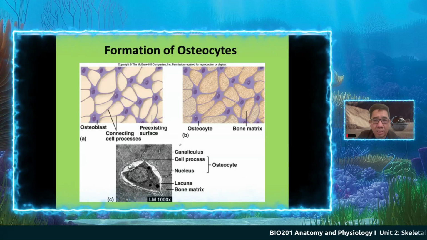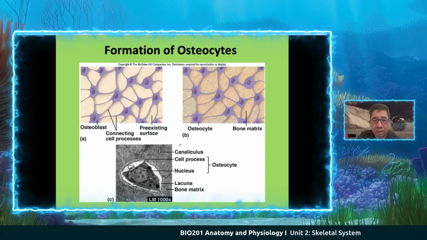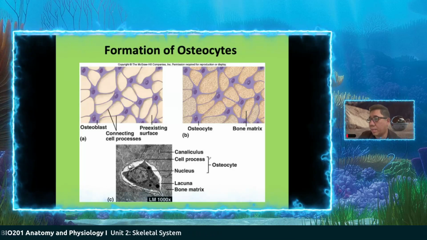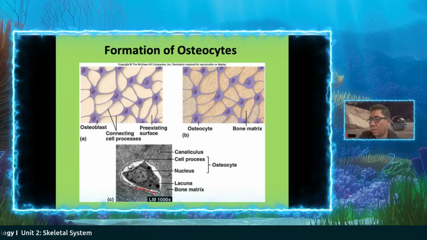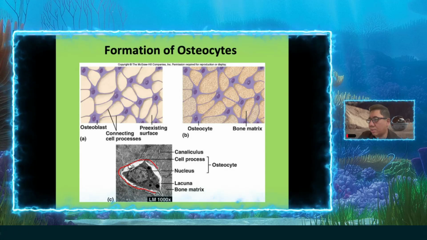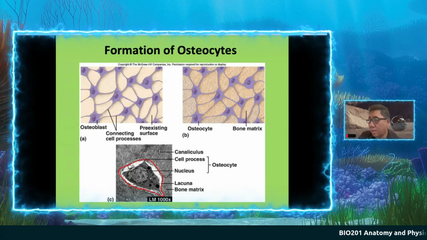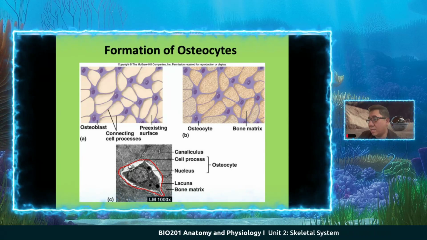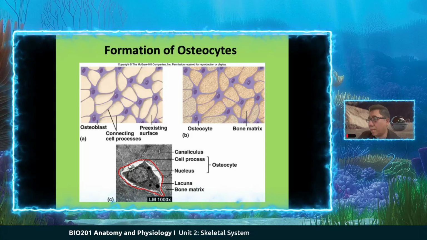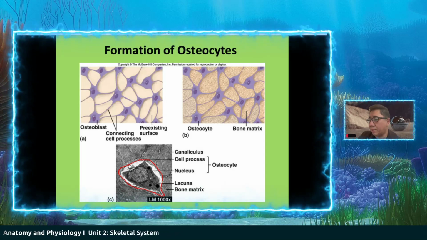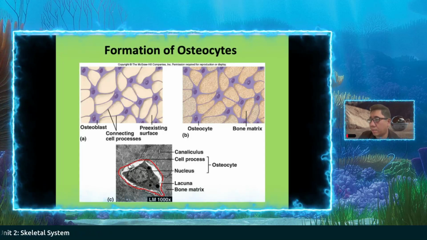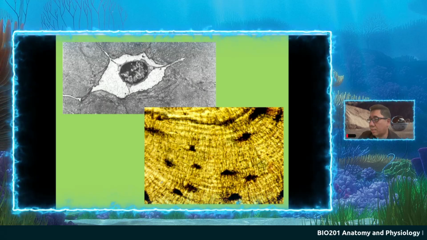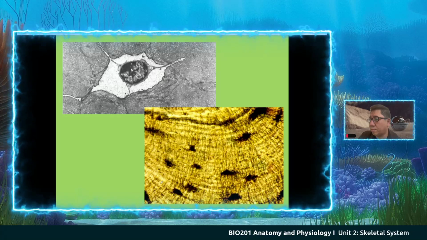So as you can see, these are the osteoblasts. Then they become osteocytes in the bone matrix. You can see this inside the lacuna. All of these you should be familiar with because it's part of your practical one. So you have the osteoblast and the osteocyte in the middle, lacunae and osteocytes everywhere.